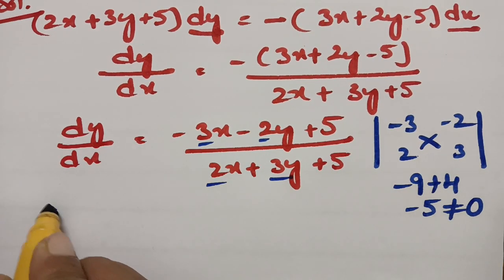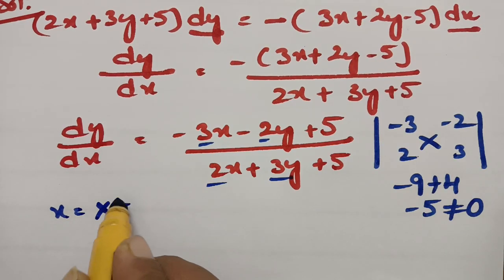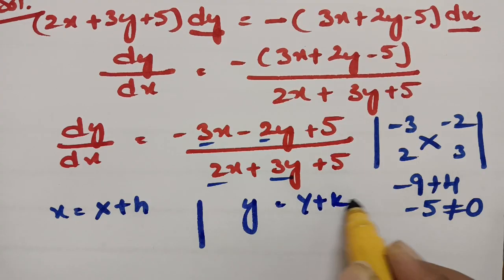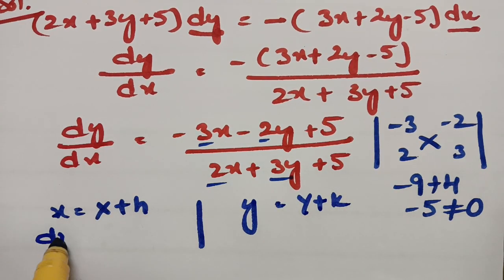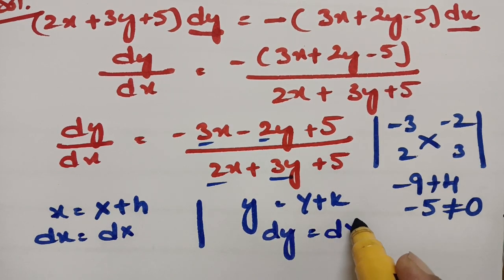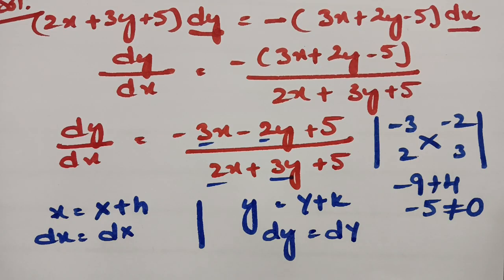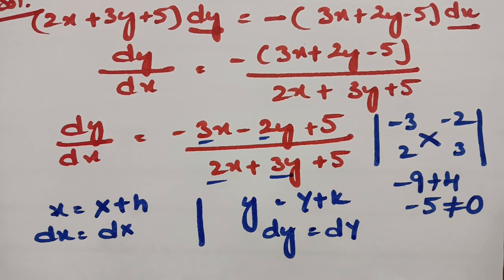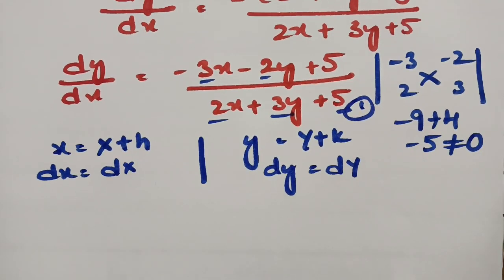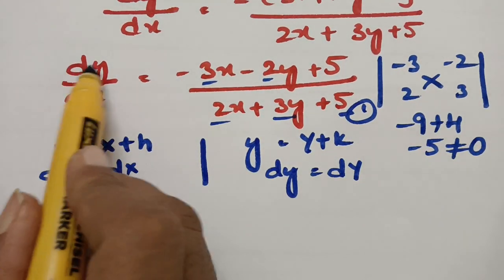So we have to put small x as capital X plus h and small y as capital Y plus k. For small dx, this will be capital dX, and for small dy, this will be dY. So this is the substitution which we have to give for the equation. Name it as equation 1.